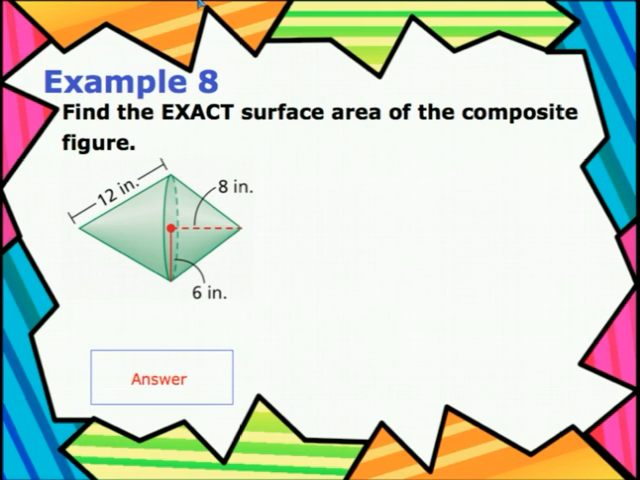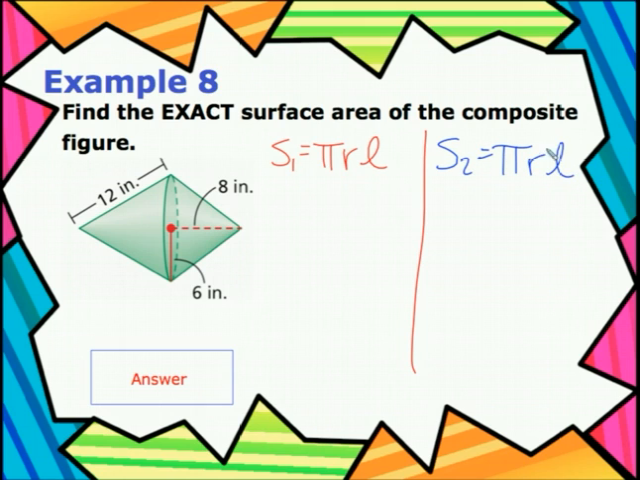Find the exact surface area of the composite figure. So I think the easiest thing on this one is to just find lateral of this cone and lateral of this cone because it doesn't include the bases. You could do total of both and then subtract it in the middle, but because we have formulas for lateral, I just think that's easier. So lateral of a cone is pi RL. So surface area 1 and surface area 2, and then we'll just add them together at the end.